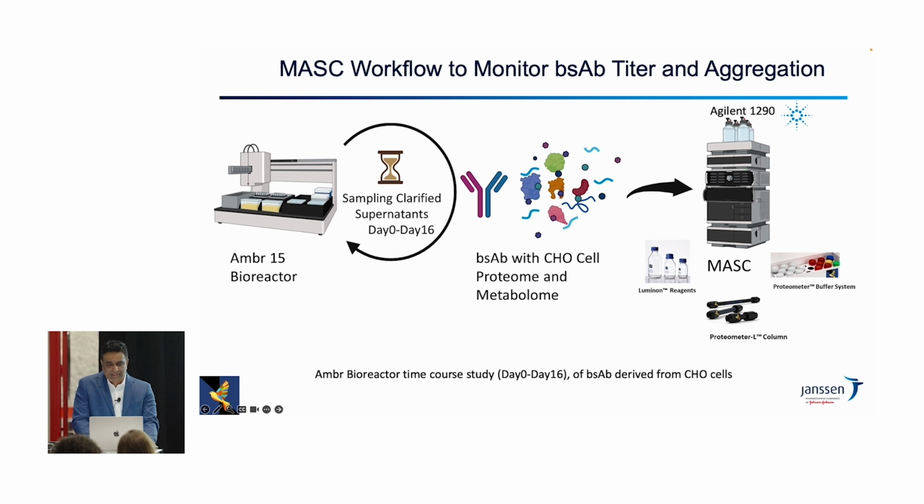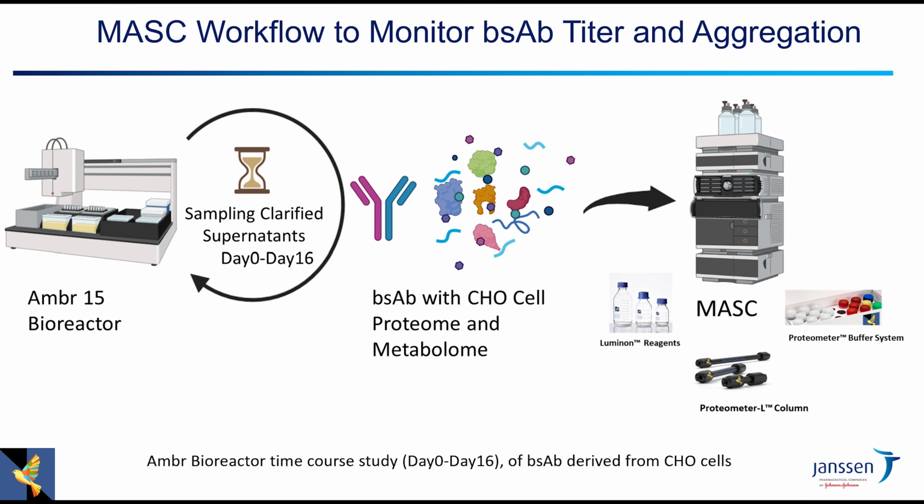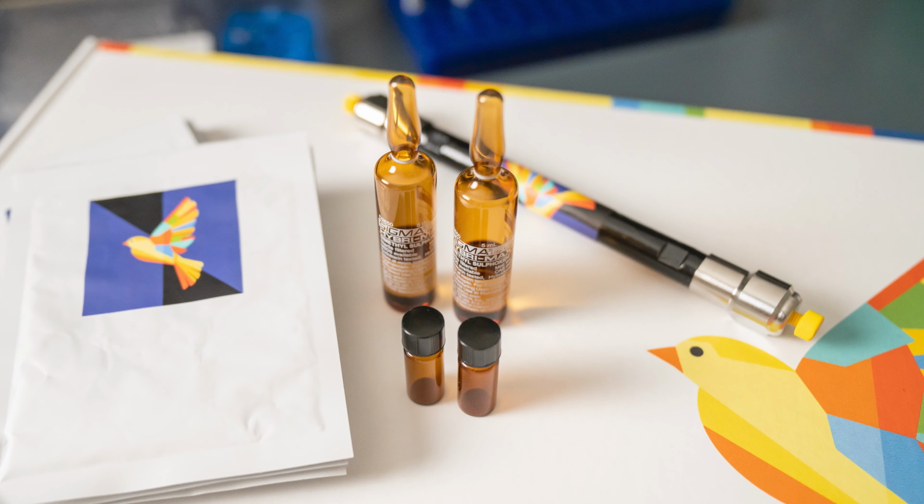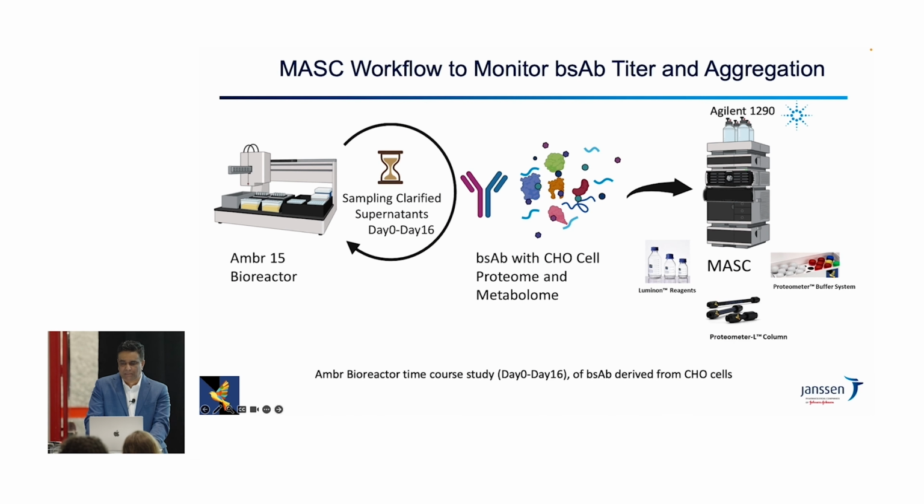So we've taken this technology and examined daily time points over the course of a bioreactor run. So AMBER 15 bioreactors have 24 bioreactors in 250 milliliters, and we collect the supernatants, do not do any purification, and introduce them into this HPLC. In this case, it was the Agilent 1290. This technology comes as a kit, which has different reagents, columns, as well as the buffers. So one advantage of the Agilent 1290 is it can do serial injections using sample pretreatment option to do sequential injections.